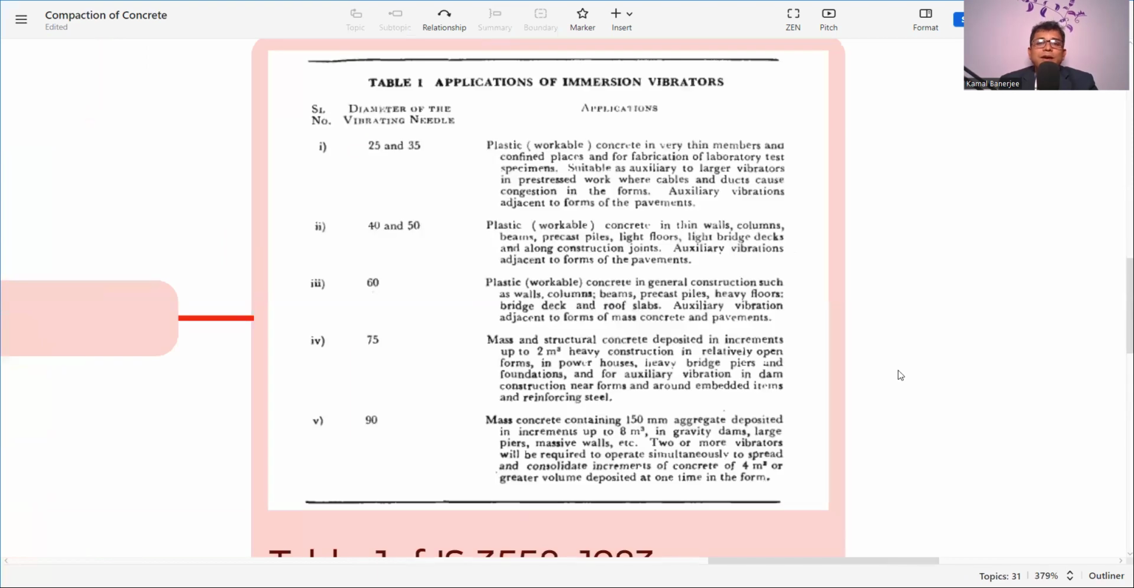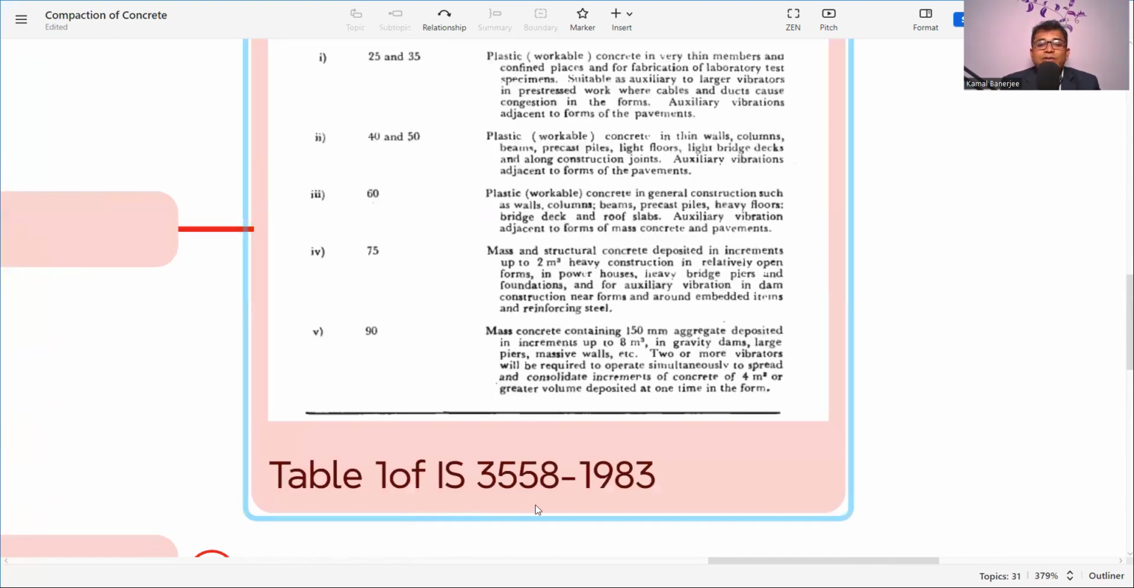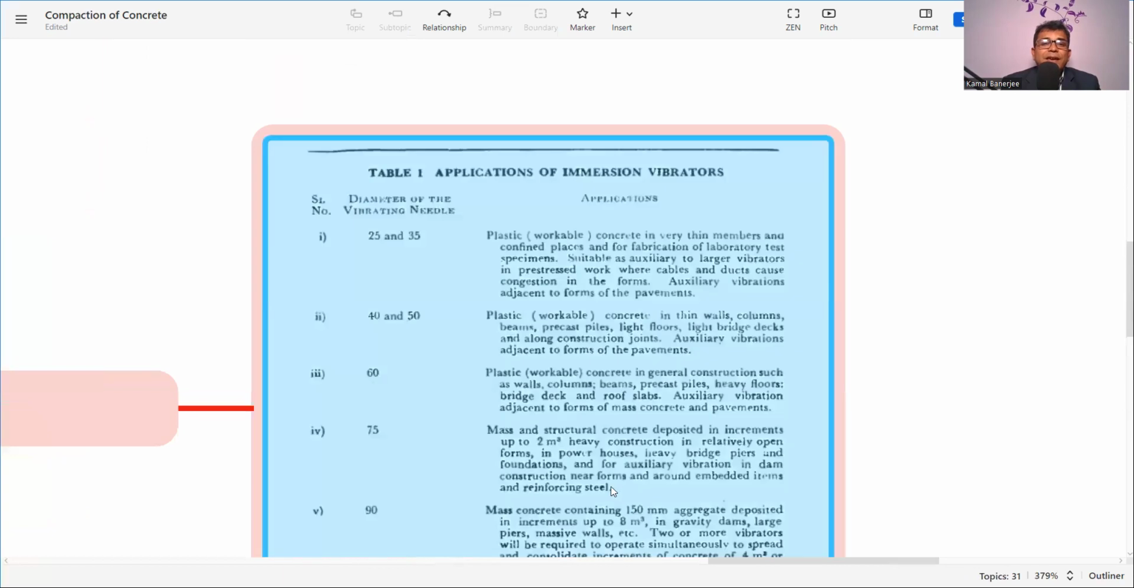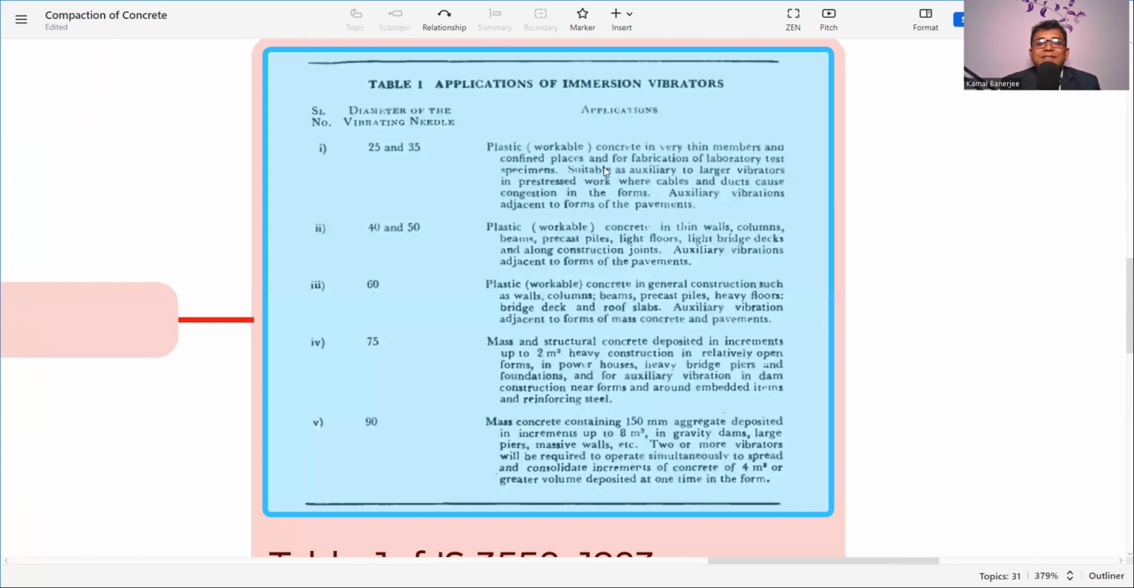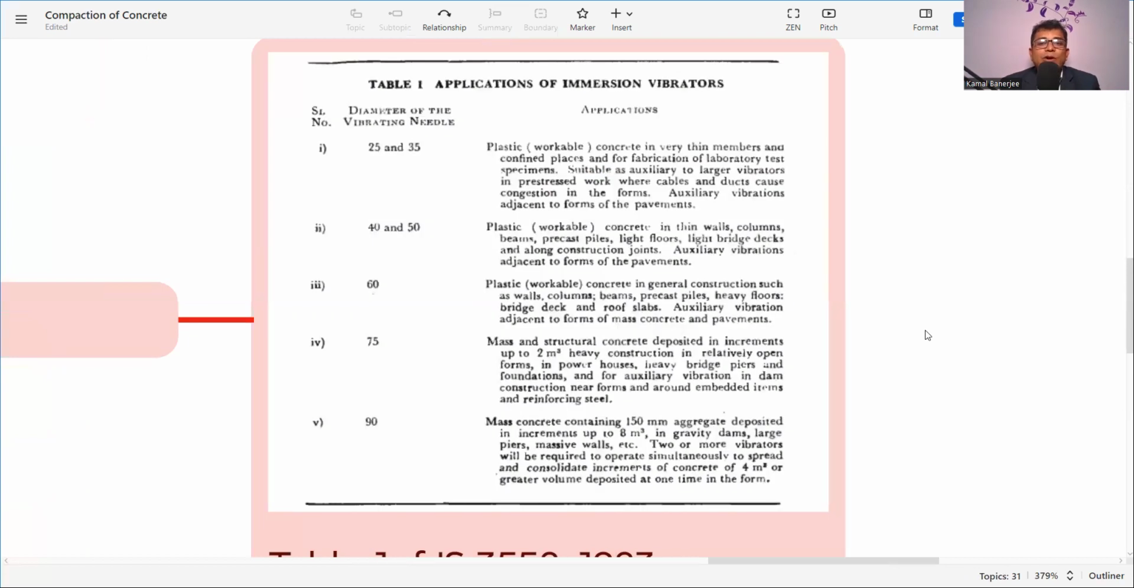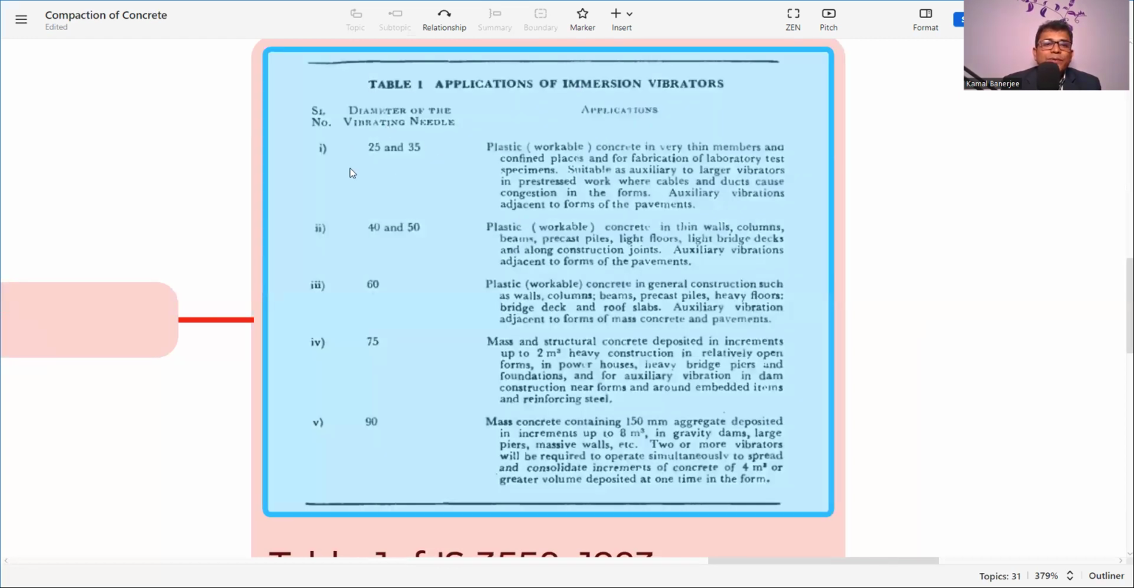So here, Table 1 of IS 3558:1983 gives the diameter of the vibrator: 25 to 35, 40 to 45, 60, 75, 90. Where can it be used? For 25 to 35: in plastic concrete and very thin members and confined spaces, for fabrication of laboratory test specimens, and suitable as auxiliary or larger vibrator in prestressed work where cables and ducts cause congestion in the form. Auxiliary vibration adjacent to the form of the pavement. So these are the uses for the 25 and 35.